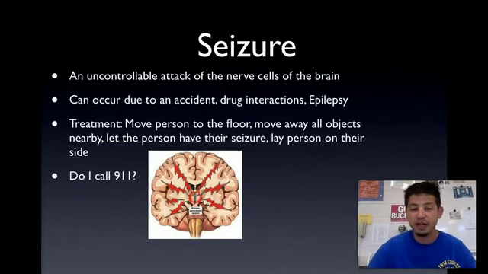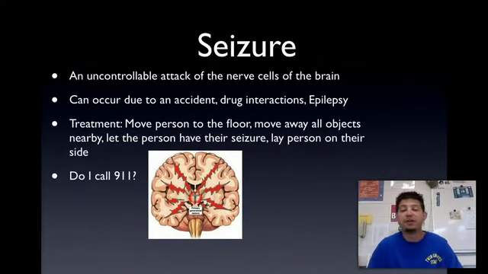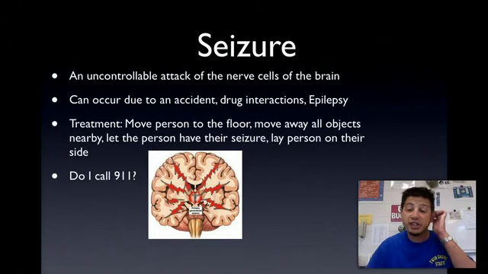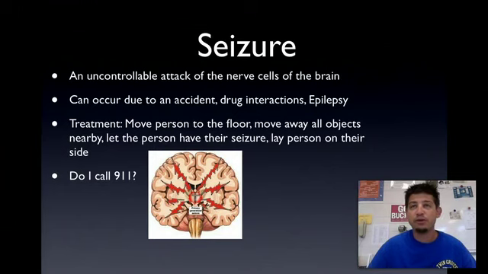Seizure. A seizure is an uncontrollable attack of nerve cells of the brain. This can occur due to an accident, drug interactions, or a condition called epilepsy. We do have some students here at Twin Groves that have epilepsy and are prone to have seizures. It might be scary the very first time that you see it, and that's why we go over this, so that you are more familiar with what's going to happen.